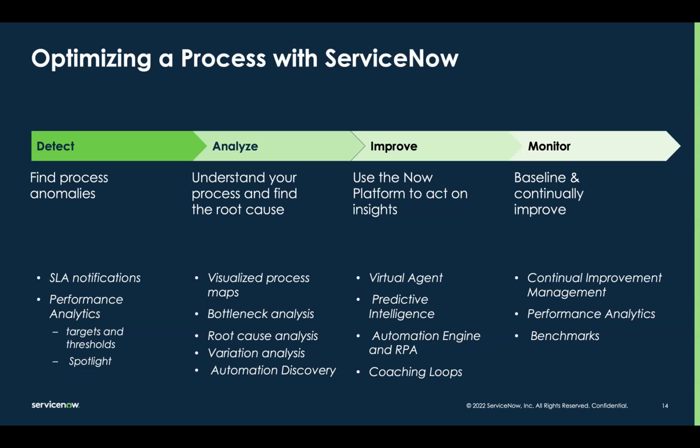Then once you find something, right, that's where the improvement process starts. The platform is all about improvements, whether we're automating decisions with predictive intelligence solutions or experiences with the virtual agent or manual steps with our in-platform RPA solution. And sometimes maybe the improvement isn't an automation, it's simply just setting up a coaching loop with a team member.